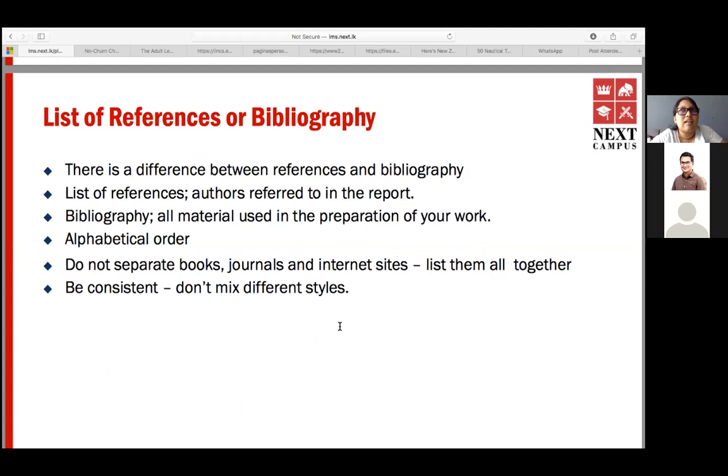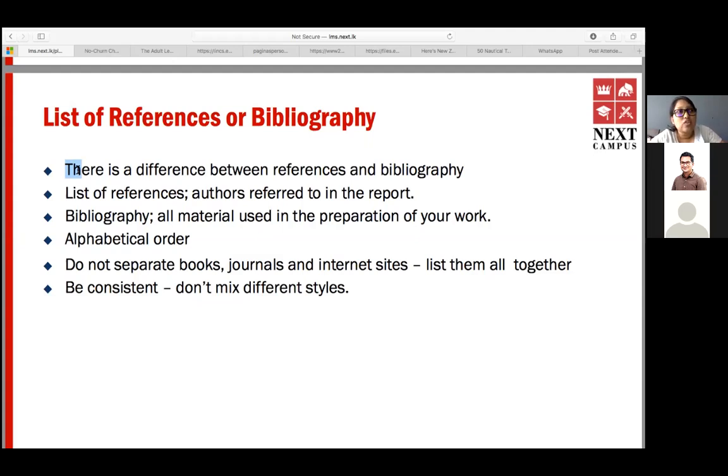Now, some people use the words list of references and bibliography interchangeably. But there is a difference, right? You would have seen in some books and some articles, you will find list of references or references. And in others, you will find bibliography. But what's the difference? List of references means it is the references that you have used to write in the report.